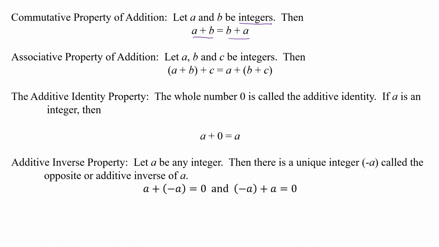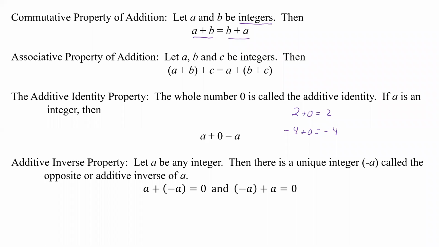Now here we have the additive identity property. So the whole number 0 is called the additive identity. So if A is any integer, positive or negative, if we take A plus 0, we get that A back out. So if we think about that, if we take 2 plus 0, we get 2. And if we take a minus 4 plus 0, we get a minus 4. So no matter if we have a positive or negative A, we get back the same value.